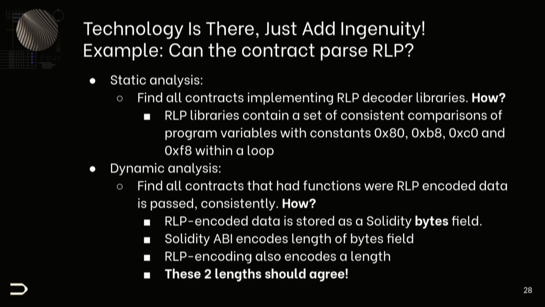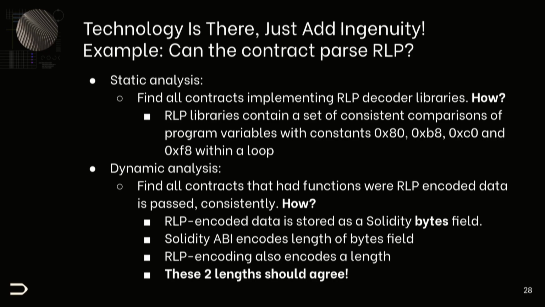So how do we find this? Well, what we do is we come up with clever ways to use our technology, like static analysis queries over this question. For instance, in this case, to find contracts that implement RLP decoder libraries, we'll look for specific elements in that code, like specific constants that are used in the RLP specification. And that's not too clever, that's pretty straightforward, but again, it shows that we use the technology and then we have to somehow be clever about how we query the technology.